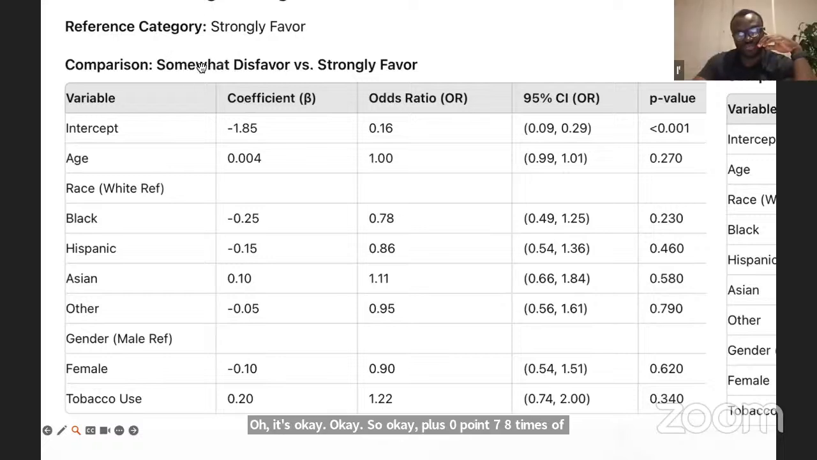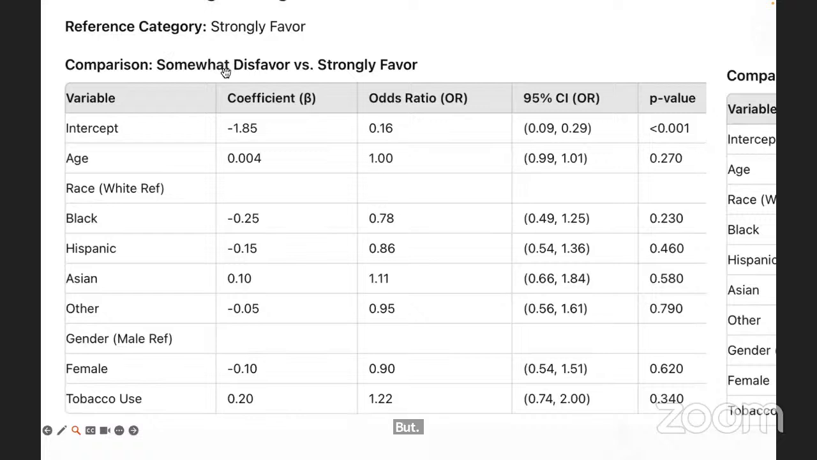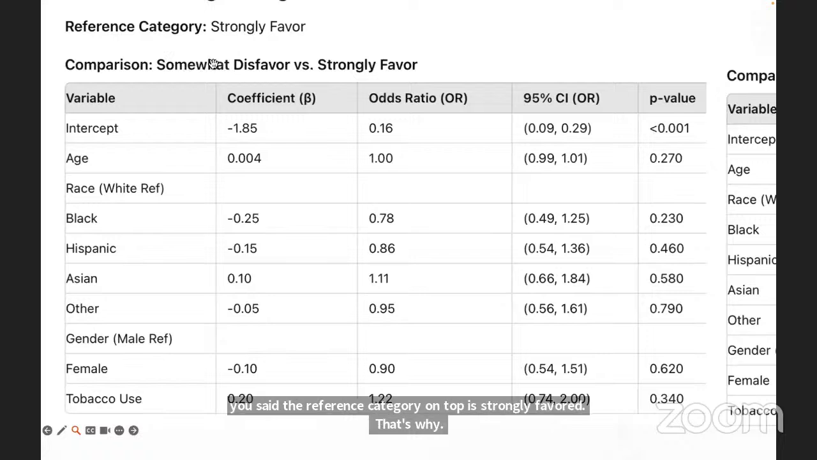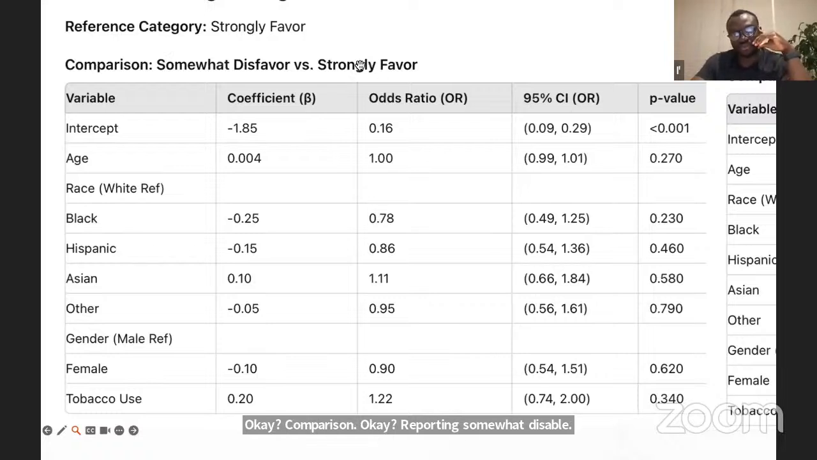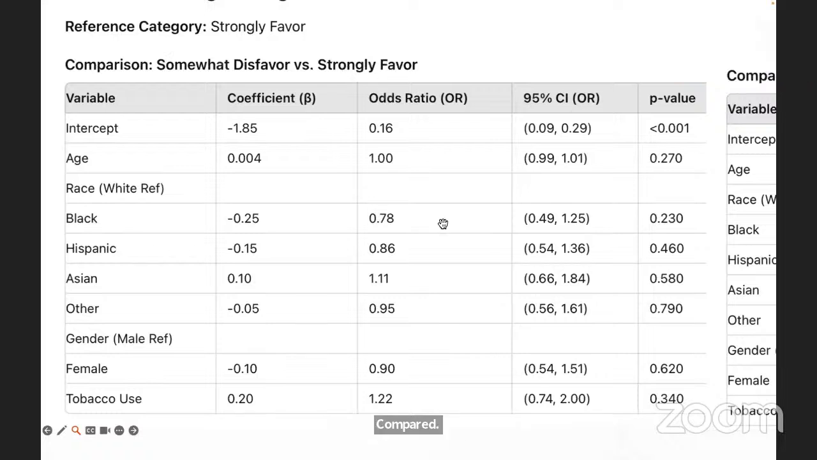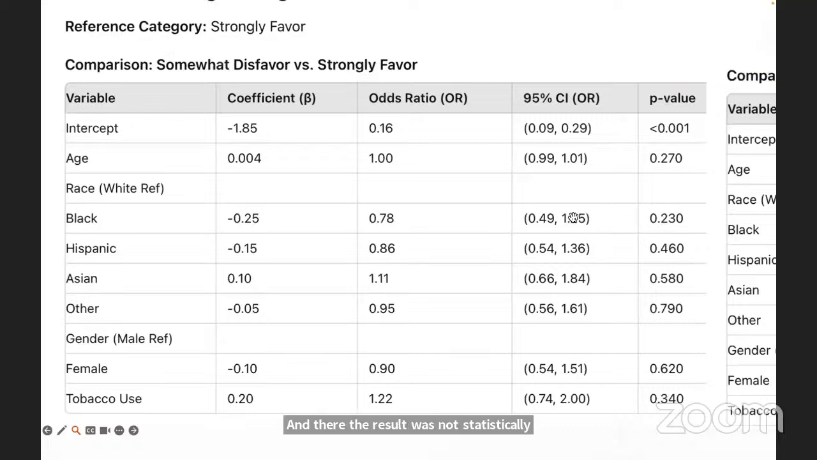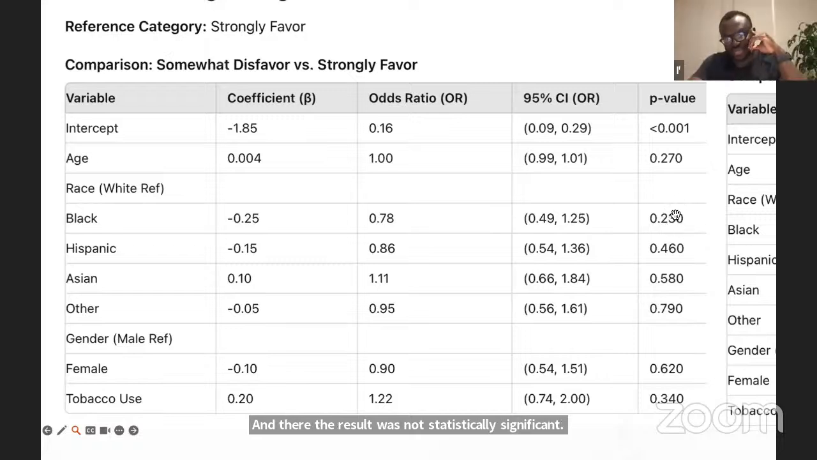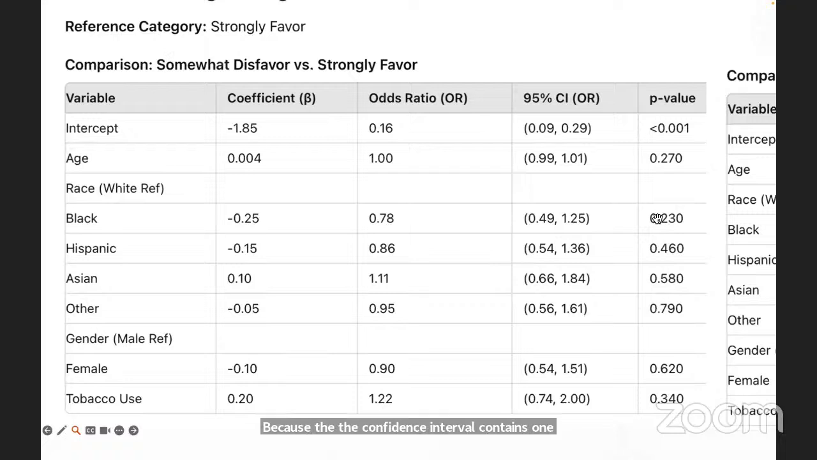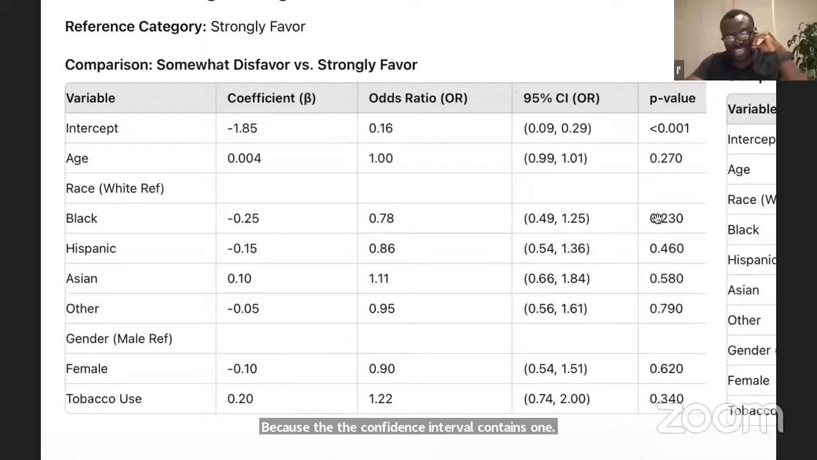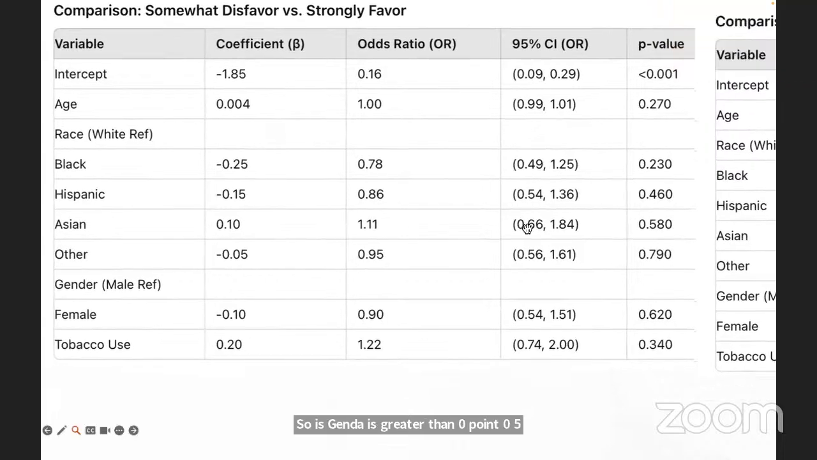No. Of reporting what? You said the reference category on top is strongly favored. Okay, of reporting somewhat disfavored as opposed to strongly favored. And the result was not statistically significant. Based on? Because the confidence interval contained 1. Yes, exactly. And the p-value is greater than 0.05. Excellent. You did excellently well.